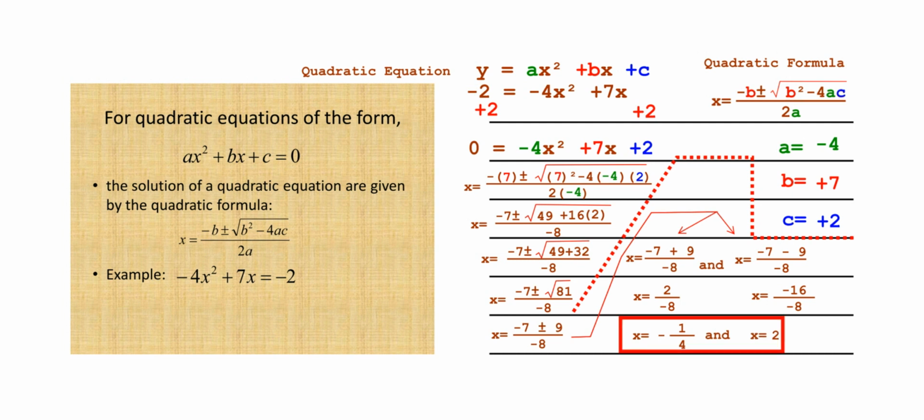So therefore, there we have our final answer. For this case, we solve a quadratic equation using the quadratic formula. And we got our answers of x equals negative 1/4 and x equals 2. Once again, highly recommend you make a list of A, B, and C values to make your life easier in the long run.